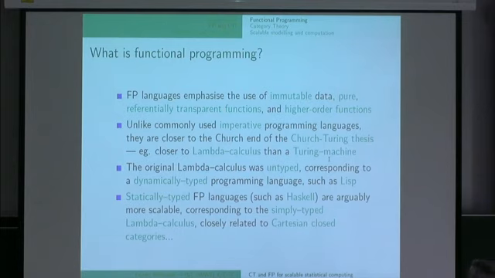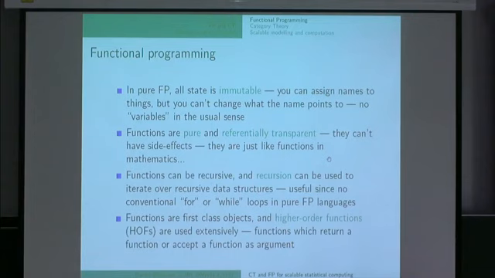Okay, so the original lambda calculus wasn't typed, but I would argue that you really need types for scalability, and statically typed languages are now quite popular as well, and they turn out to be very closely related to Cartesian closed categories. Okay, so a simply typed lambda calculus is the canonical example of a Cartesian closed category, so that's the link to category theory.